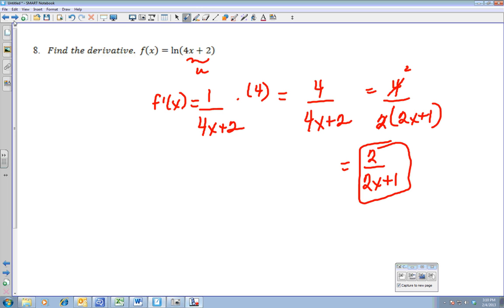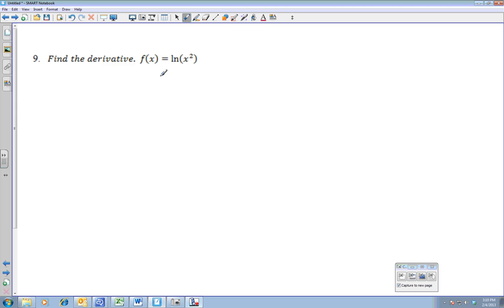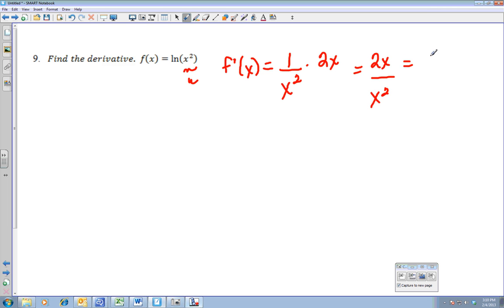Okay, number 9. Find the derivative. All right, this is my u. So it's f prime of x equals 1 over my u times the derivative of u. And the derivative of my u is 2x. So I have 2x over x squared. So 2 over x. Number 10.